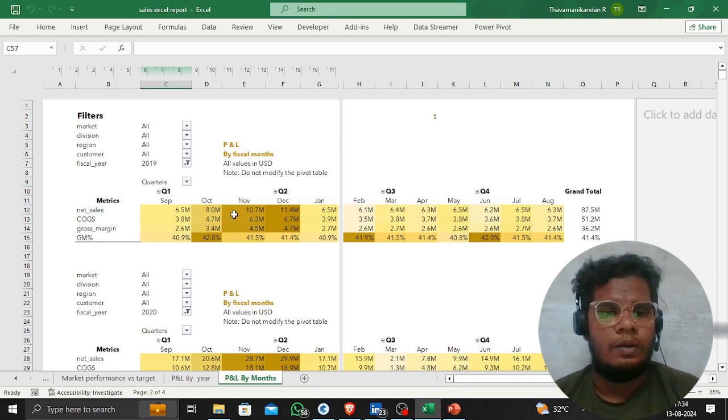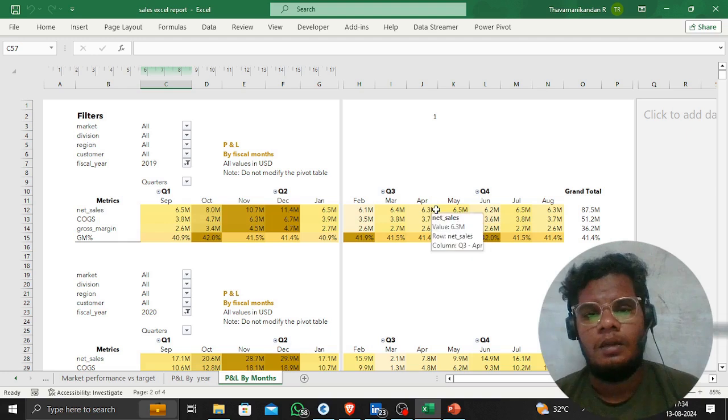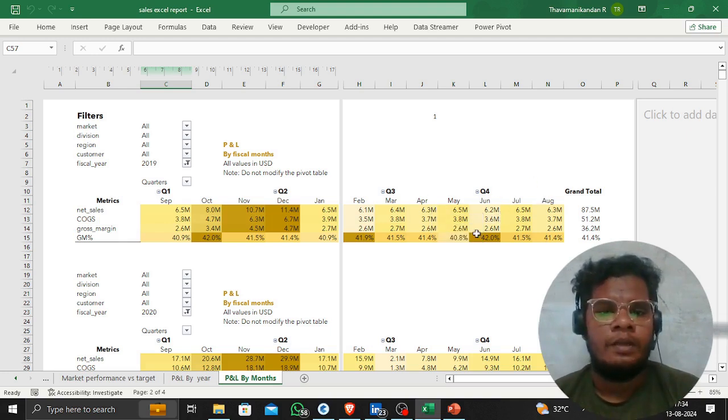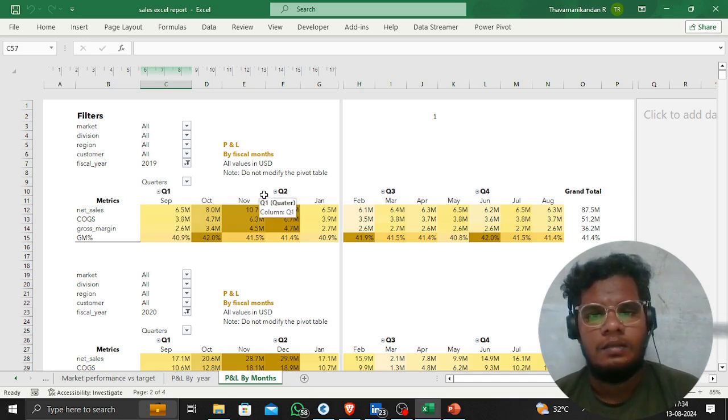September, October, November is quarter one. December, January, February, quarter two. March, April, May, quarter three. June, July, August are quarter four. The same things are here also in net sales. In September month it's 6.5, and the highest net sales is 11.4 in 2019.